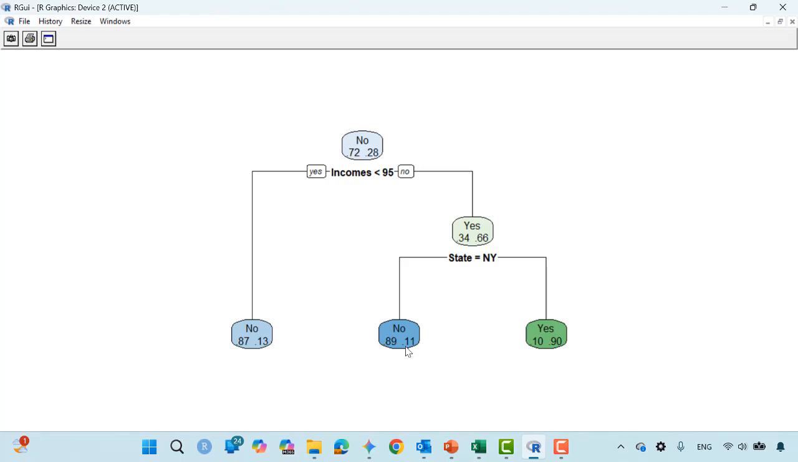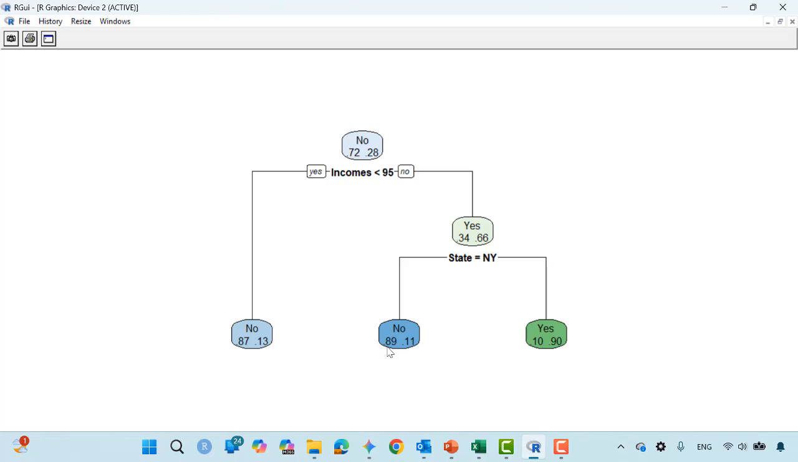The answer is no, and we have 0.89 and 0.11. If a customer is classified into this dark blue node in the middle, he is most likely to be a non-paying customer. What is the probability for him to be a non-paying customer? We select the larger one, 0.89. That means if a customer is classified into the dark blue node at the bottom, he is 89% likely to become a non-paying customer.